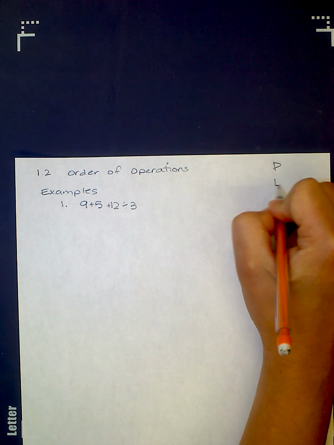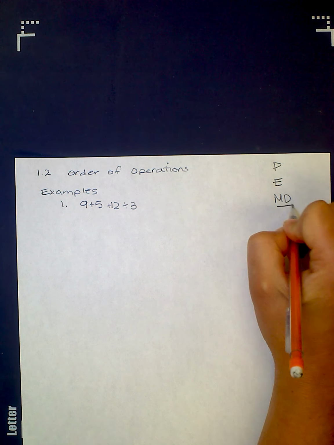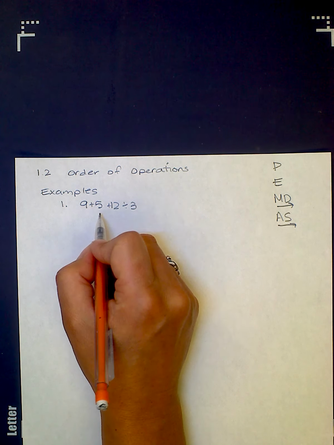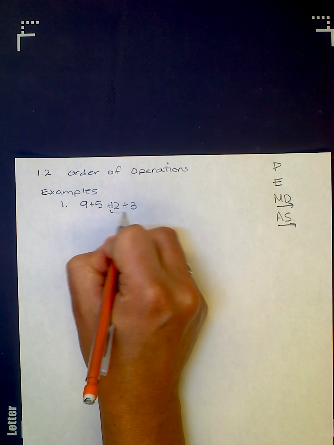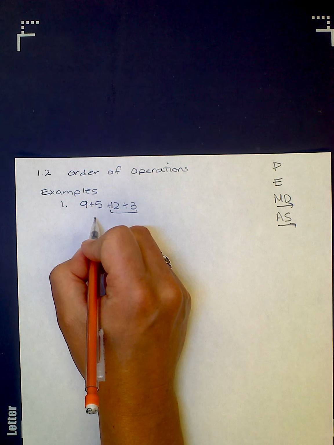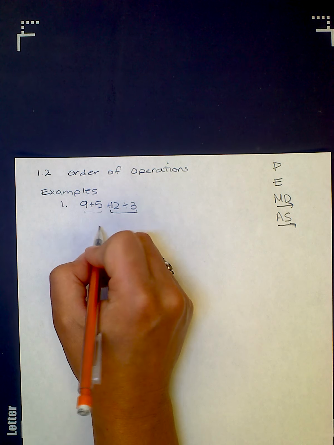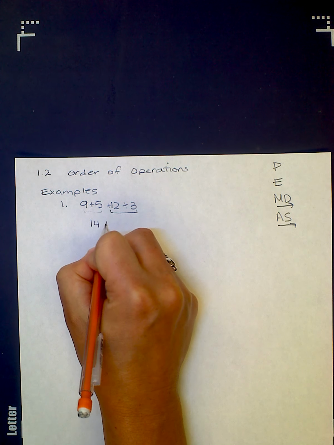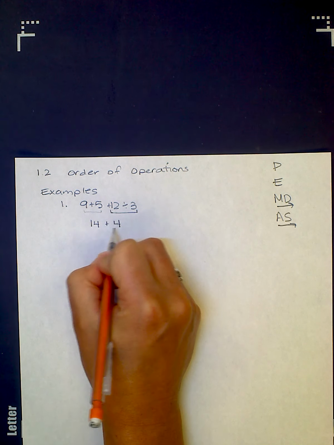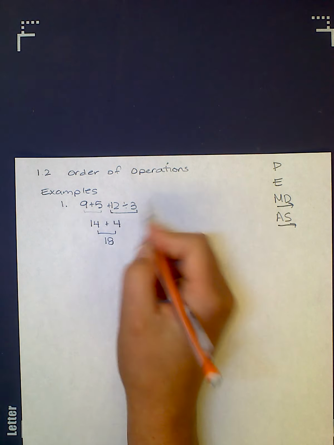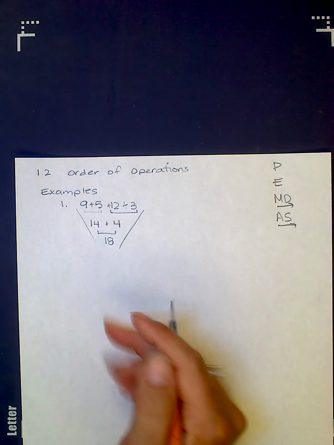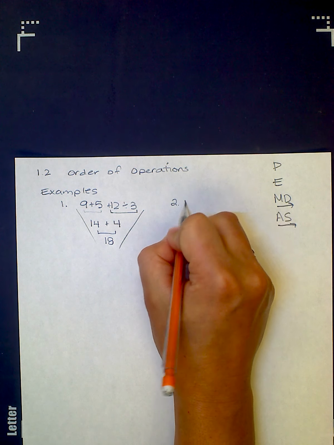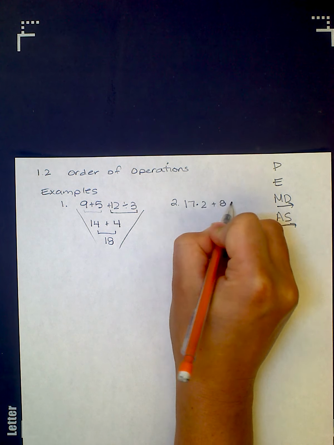So parentheses, exponents, multiplication and division left to right, addition and subtraction left to right. So there's no parentheses or exponents. We start with multiplication and division, so that means we must do this division first. At the same time, you could be adding this since this is completely separate if you'd like. So we can do 9 plus 5, which is 14, plus 12 divided by 3, which is 4. And now we can finish by adding these to get 18. We're going to be working in what I call a funnel pattern, working down, no equal signs, just putting the answers down below it. Number 2, 17 times 2 plus 8 times 4.